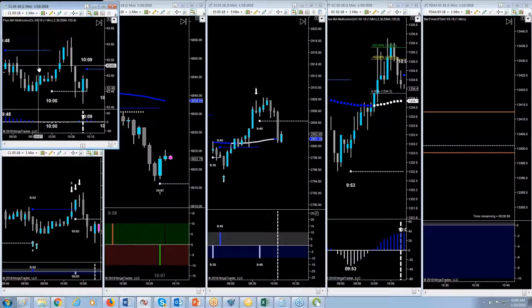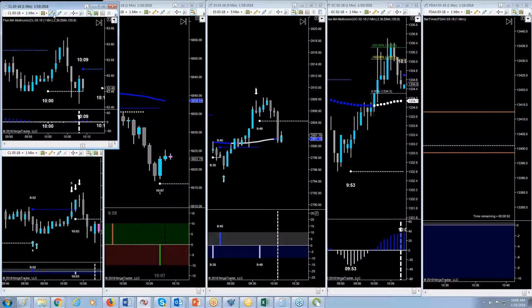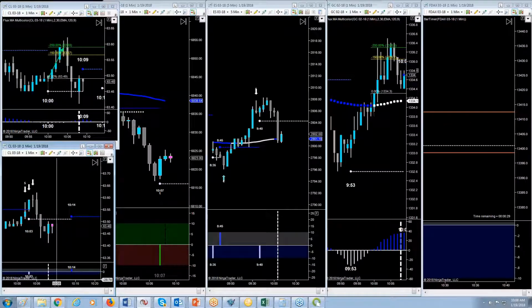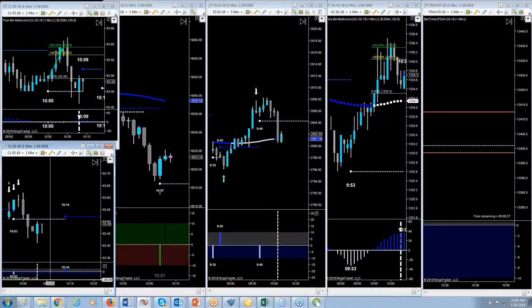CL, we were expecting a move up at 10 o'clock. If you took the 10 o'clock signal, your stop was below the line at 44. Your entry was at the close of the candle at 49, and you hit your 10-tick target at 59 right here. Okay, good trade. The next signal in crude is coming at 10:14.